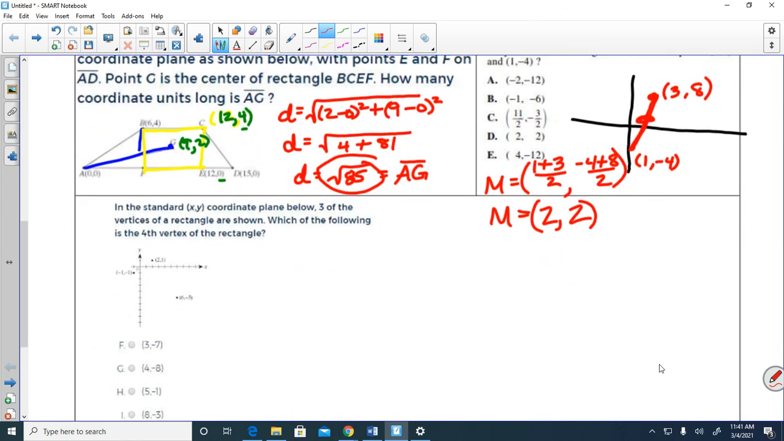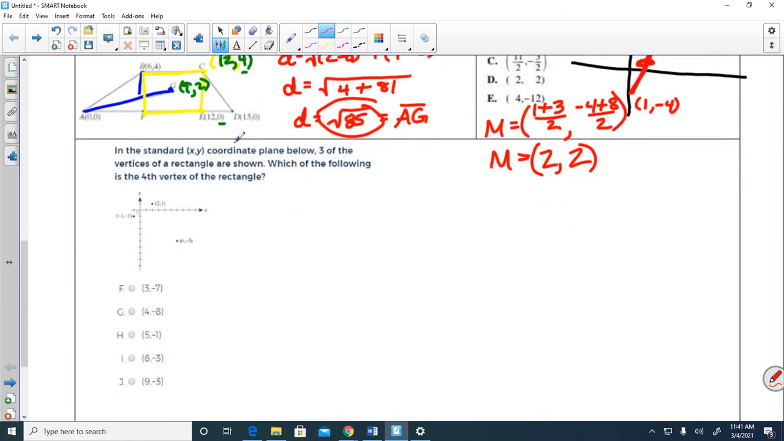And then one more, let's look at this question. In the standard XY coordinate plane below, 3 of the vertices of a rectangle are shown. Which of the following is the 4th vertex of the rectangle? Now this one, I just like to see what it looks like. If the point is at 3, negative 7, 1, 2, 3, 1, 2, 3, 4, 5, 6, 7. So it would be about right here. Does that look like it could be a rectangle? Maybe. So maybe that one. We'll star that one.